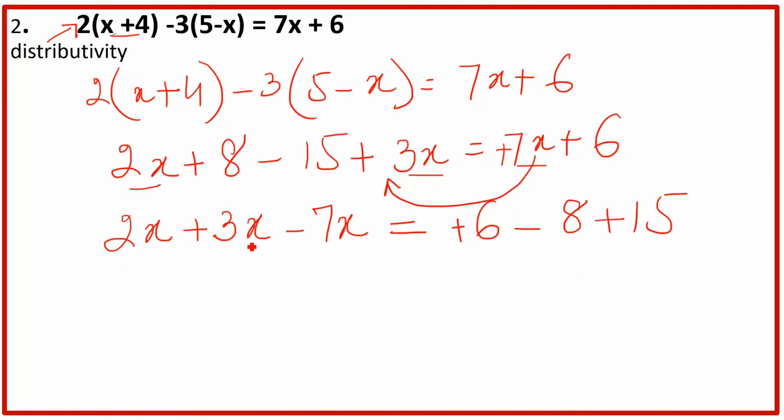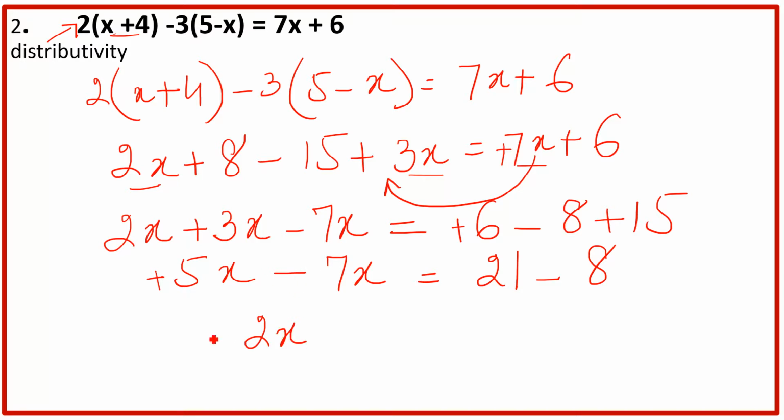So see, these two are positive, 2x plus 3x, which is equal to 5x, and this is negative 7x. Same thing here, this is positive, this is positive, it will be 21 minus 8. So see, 5x and negative 7x, one is positive, one is negative, we have to subtract, but we have to use the sign of the larger magnitude. So 7 is greater than 5, so we have 2x remaining, but the sign we have to use is this one, negative 2x is equal to 21 minus 8. So it will be equal to 13.